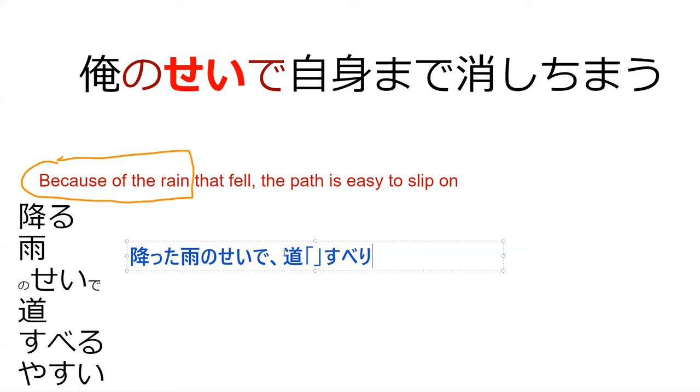Yasui. And what particle do you think is missing from here? It goes after michi. The path is easy to slip on. Because there's no intent, I would say ga. You can use ga here. It can't be o. You can use ga or wa here. Michi wa suberi yasui. Michi ga suberi yasui. Both of those are correct. So these are both, the path is easy to slip on due to, or the fault of, the rain that fell.